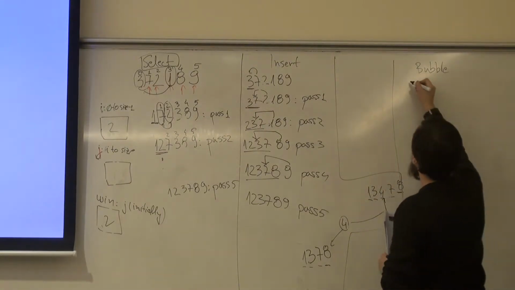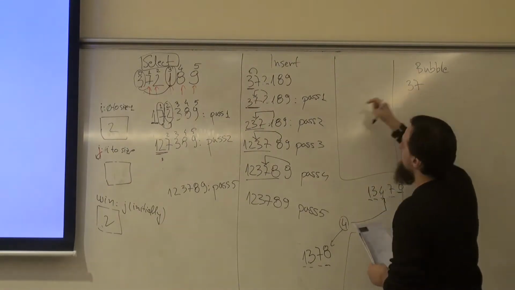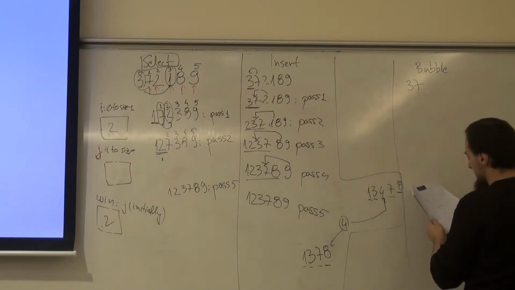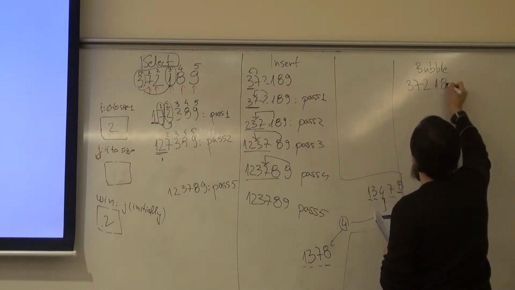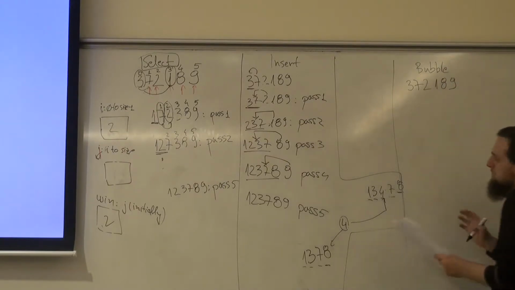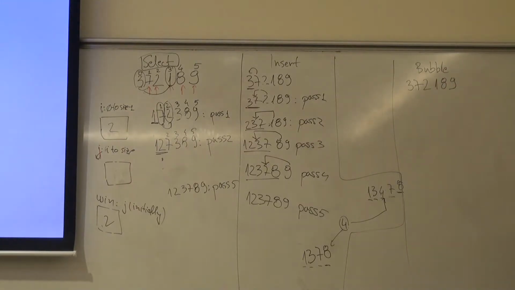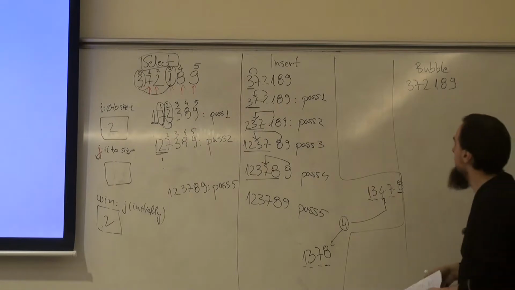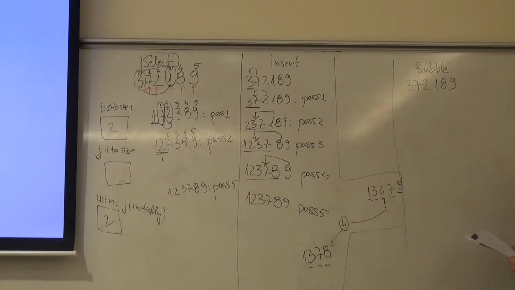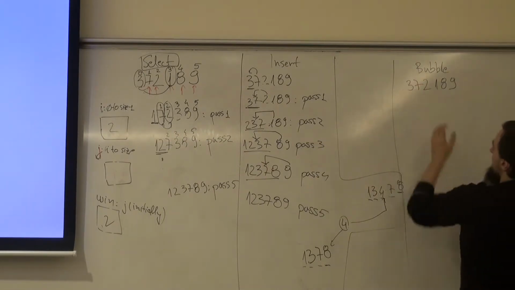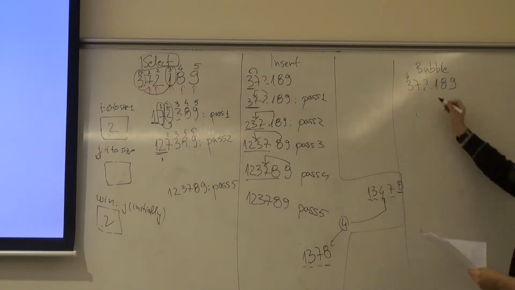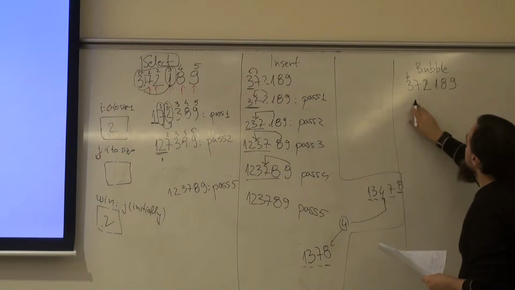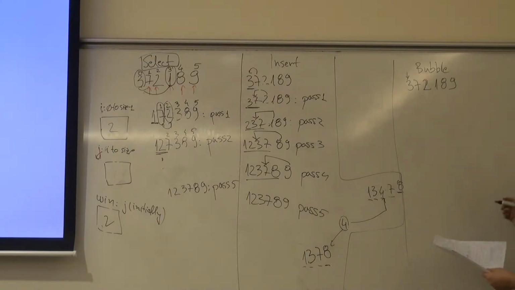So we have again 3, 7. I want to sort the same list again. 3, 7, 2, 1, 8, 9. I'm just giving the algorithm now, and the code will be obvious. You can write it on your own. We start from the beginning, and this is what we do basically.